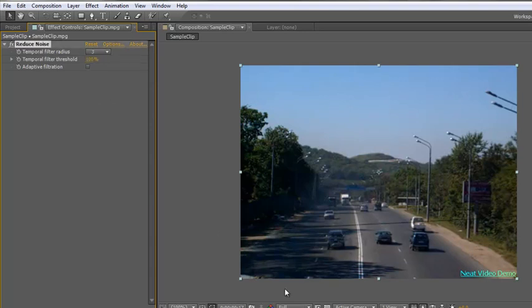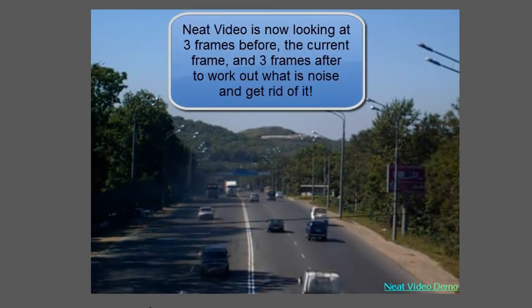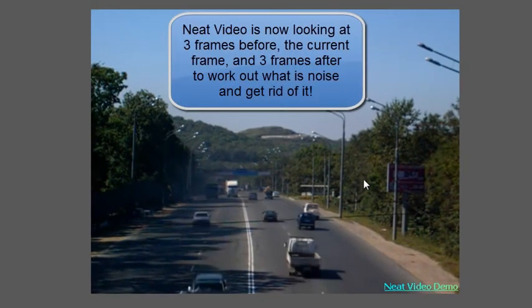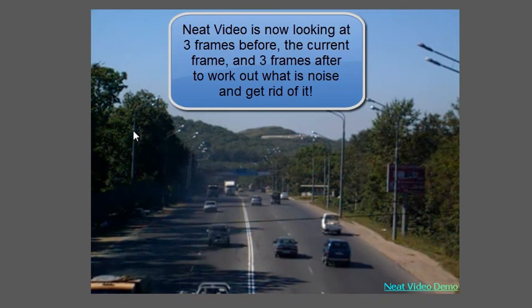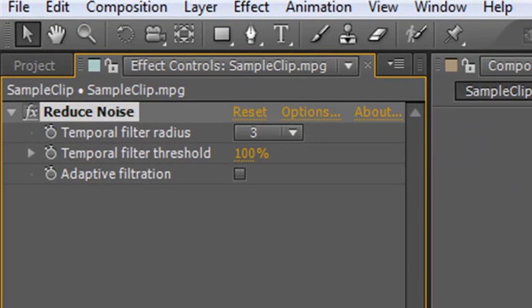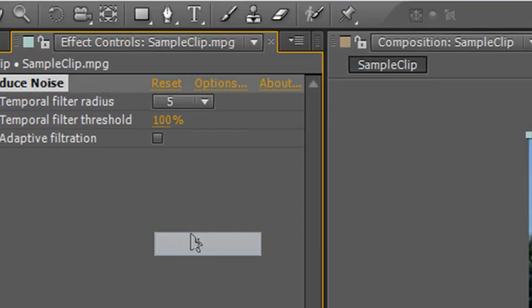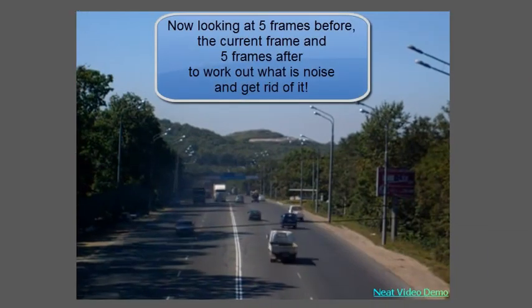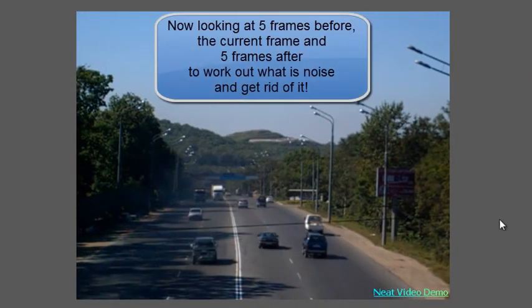Now let's do a RAM preview by hitting 0 on my numpad. We have a little look, and we can see already that there is a significant reduction in the noise in the foliage and trees. And in actual fact, we can dial that all the way up to maximum 5, do a RAM preview, and you can see that the noise is all but gone.